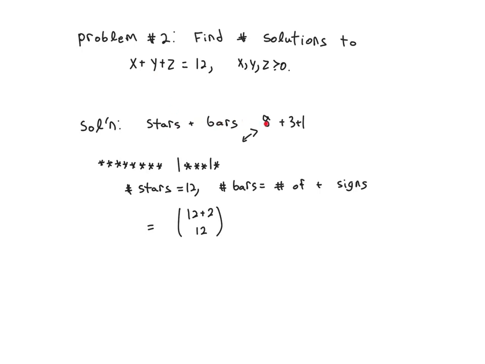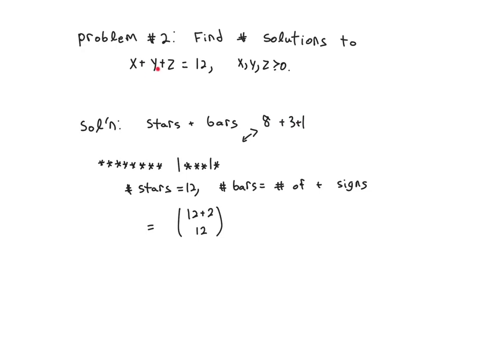And the idea is, x, y, and z are specific non-negative integers. Put x number of stars first. So for instance, 8, 3, and 1 is a possible solution to this equation. So put 8 stars first. Then where you see the plus sign, you put a bar.